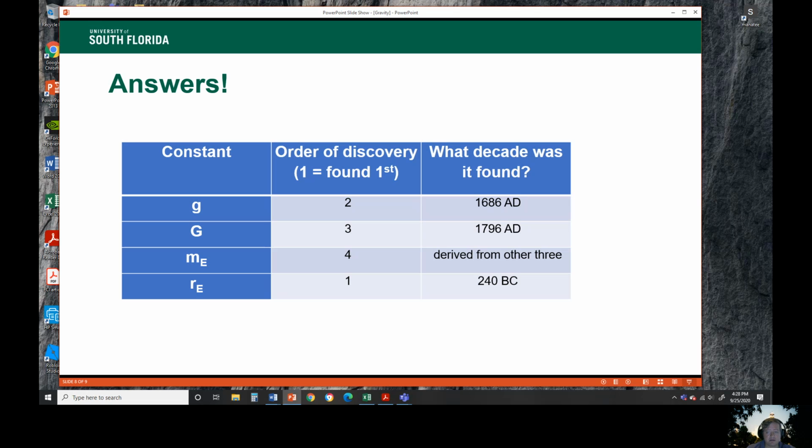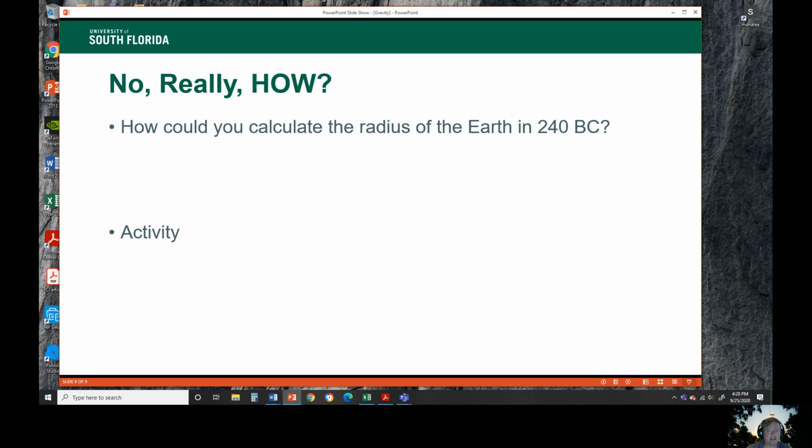So I get blown away by this every single time. I want you to think for a second. Again, don't use Google, don't look anything up. But how could you calculate the radius of the Earth in the year 240 BC?